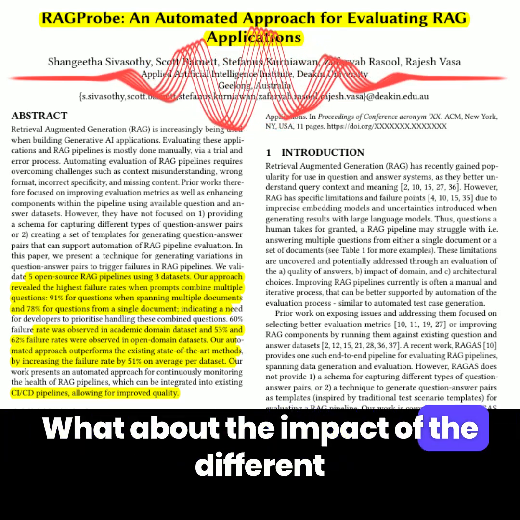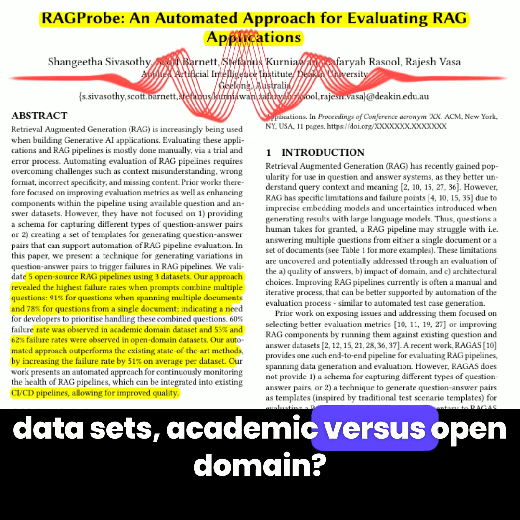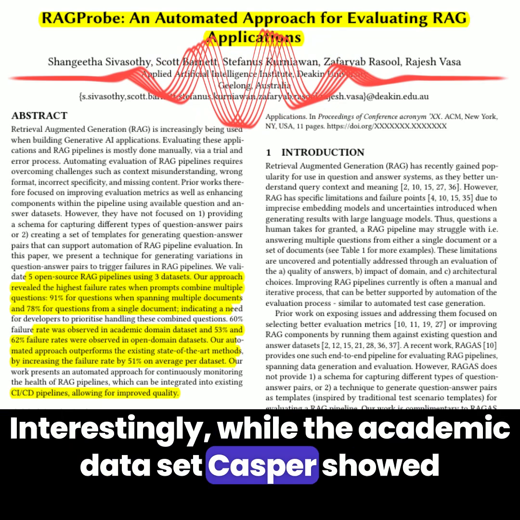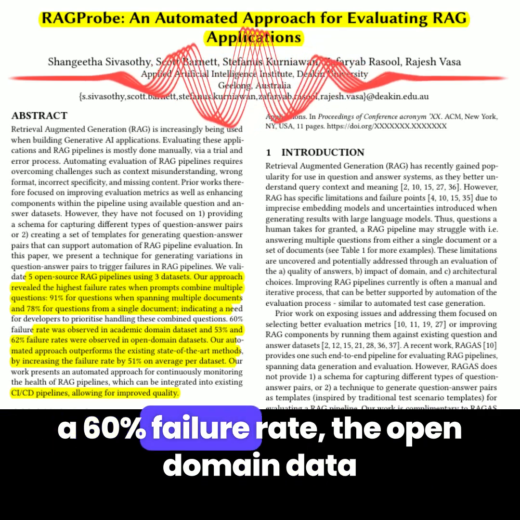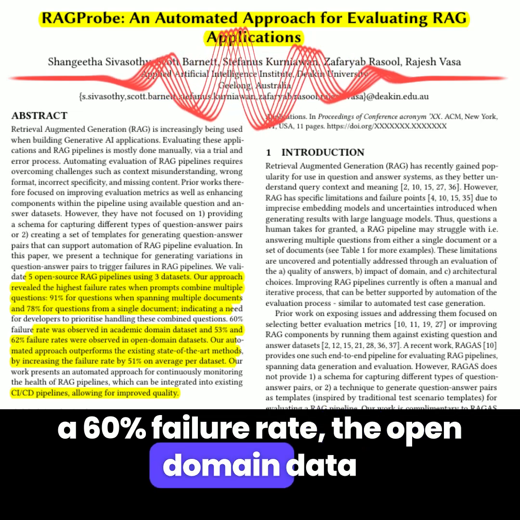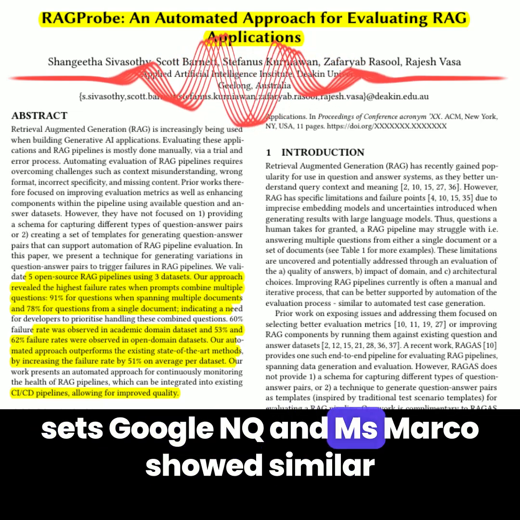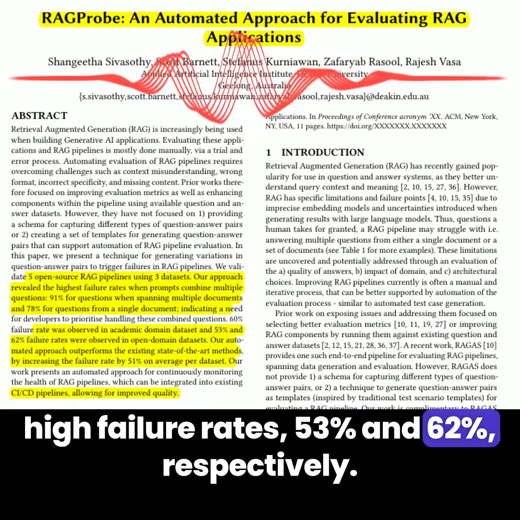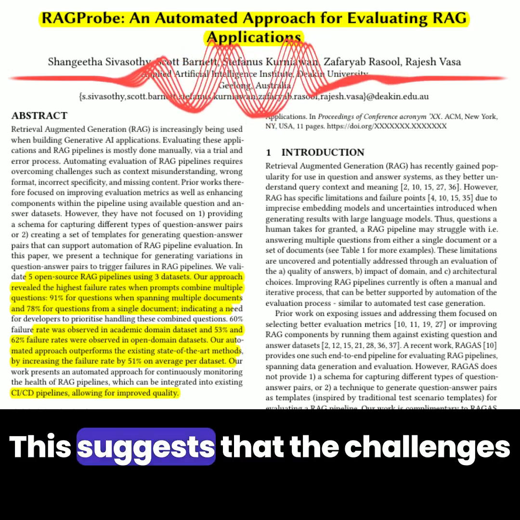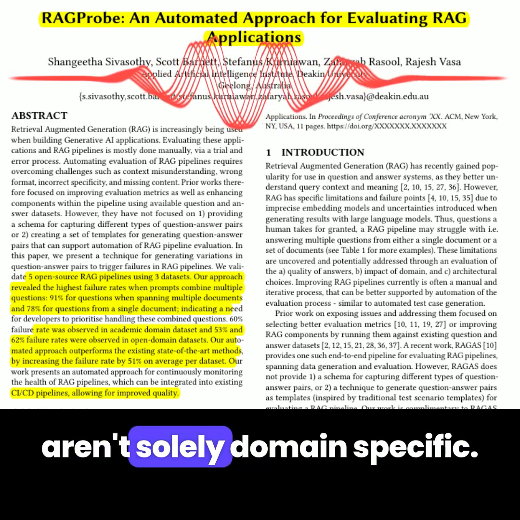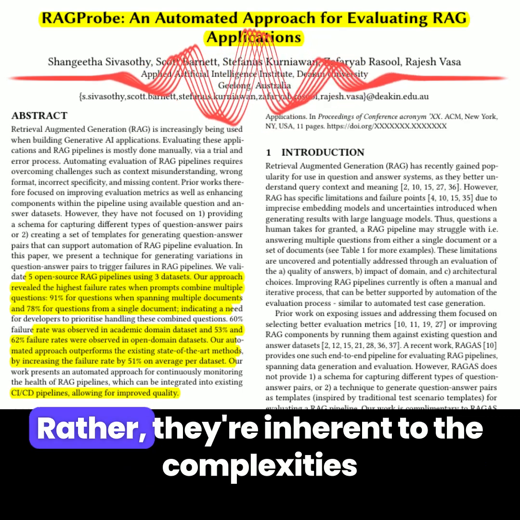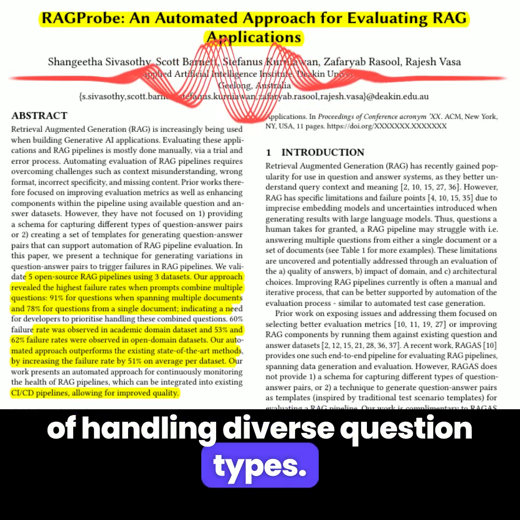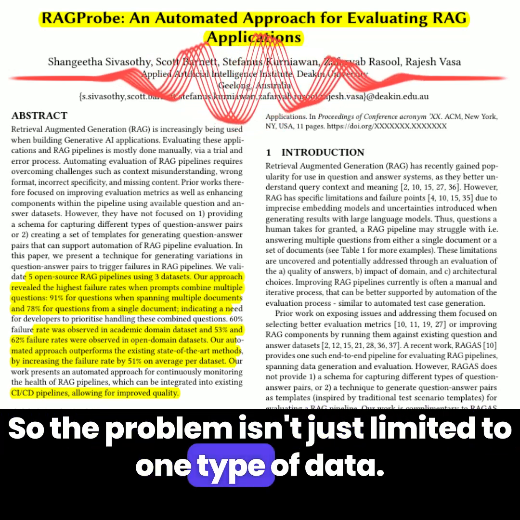What about the impact of the different datasets, academic versus open domain? Did that influence the results? Interestingly, while the academic dataset, Casper, showed a 60% failure rate, the open domain datasets, Google NQ and MS Marco, showed similar high failure rates, 53% and 62% respectively. This suggests that the challenges aren't solely domain-specific. Rather, they're inherent to the complexities of handling diverse question types. So the problem isn't just limited to one type of data.